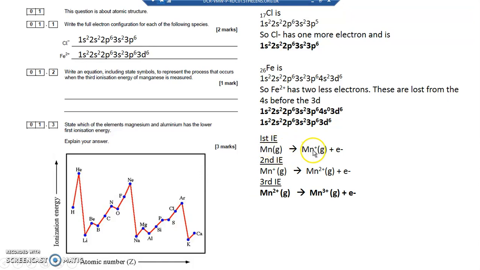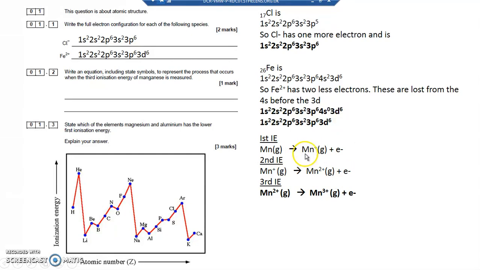Its first ionization energy is when 1 mole of gaseous atoms loses 1 mole of electrons to make 1 mole of gaseous ions. So 1 mole, 1 Mn(g) goes to 1 Mn+(g) plus an electron. I've lost 1 mole of electrons from 1 mole of gaseous manganese atoms to make 1 mole of gaseous Mn+ ions. That's the first ionization energy.